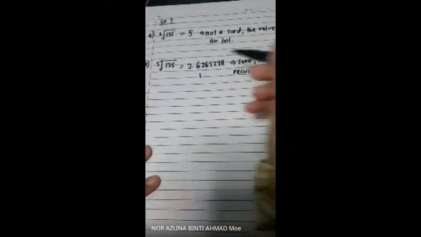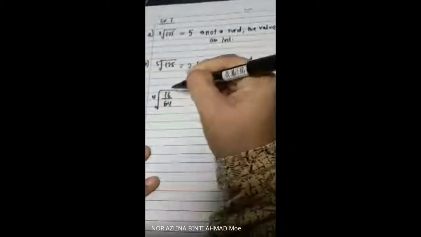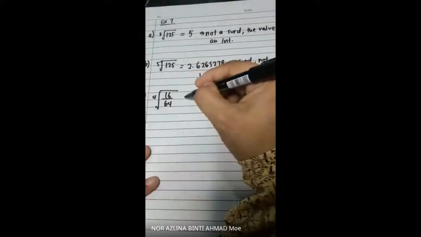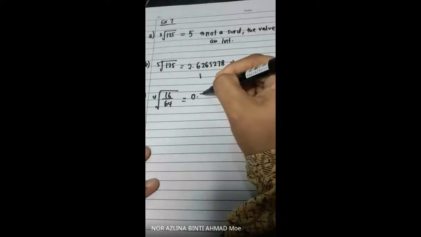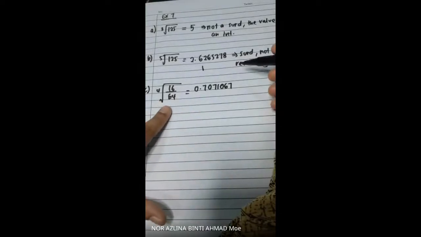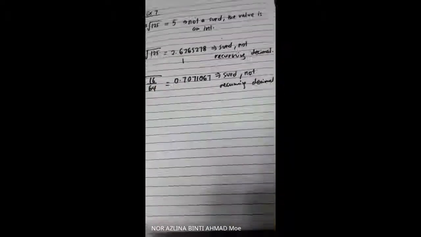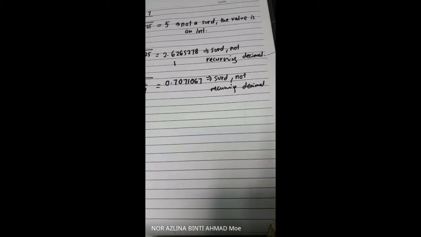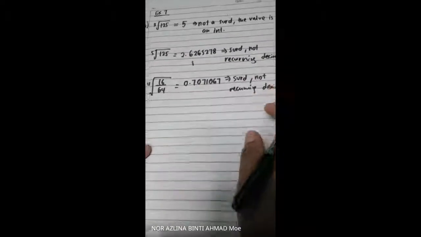Okay, next, C: fourth root of 16 over 64, or surd 16 over 64 order 4. So what is the value here? You will get 0.707167. How do we get this answer? You can use a calculator. This is a surd because it is not a recurring decimal. Or you can write that it is a non-recurring decimal. Okay, next.